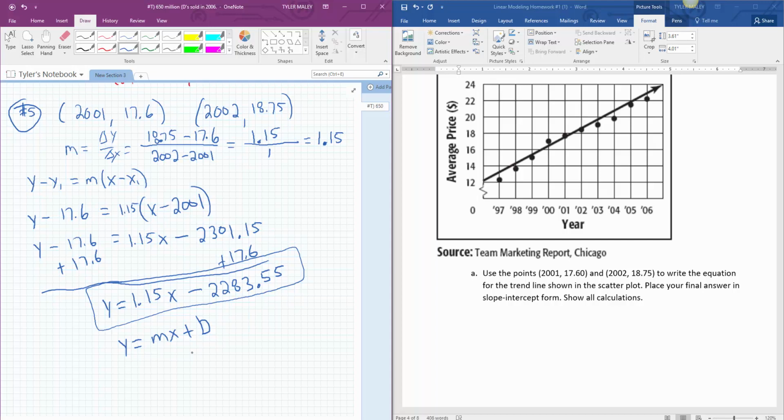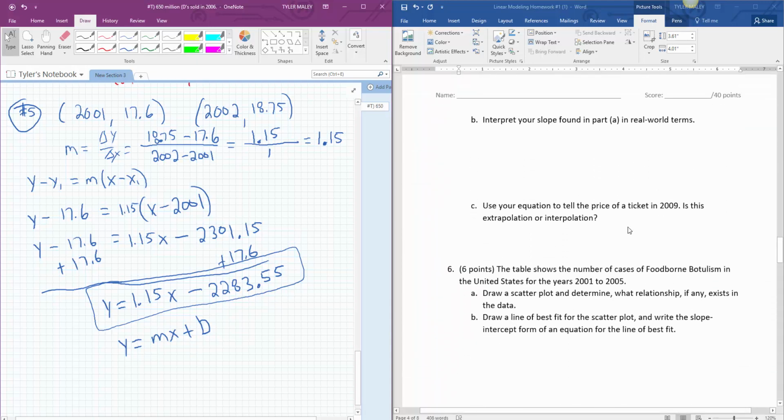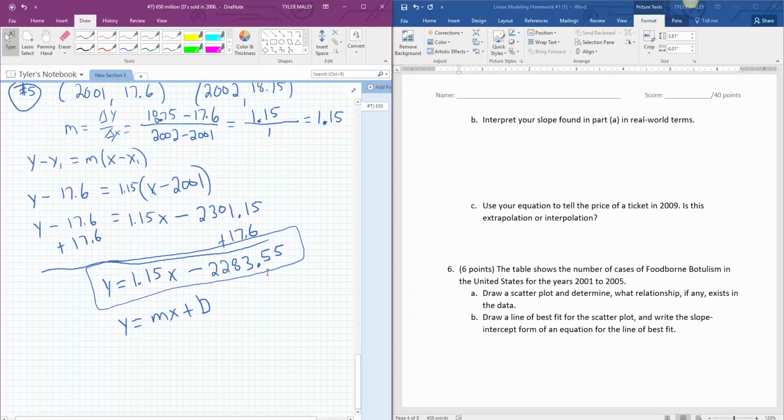All right, good. All right, so moving along here. Part B says interpret your slope from part A in real world terms. So this was part A, and part B is I want to take my slope m, we found it to be 1.15, and put it in real world terms, right?